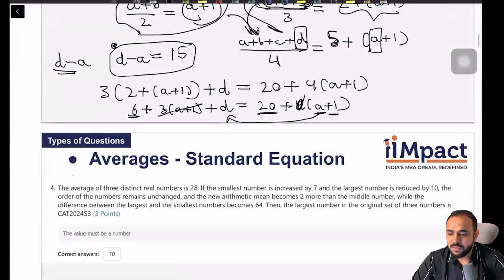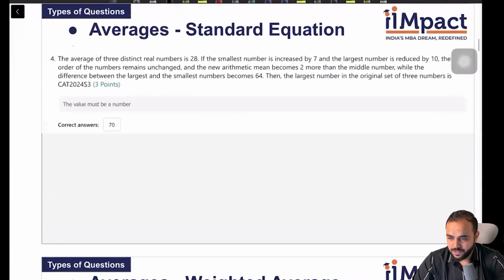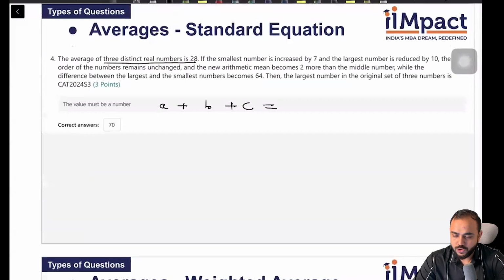make the adjustments once you have the entire picture ready, because you might figure out a faster way to do the calculations. So if I move ahead to the next question, average of three distinct real numbers is 28. So let me say a plus b plus c is equal to 28 into 3, which is going to be 84. I didn't even read the question afterwards. I just read this line and I am like, I'll write the total first.